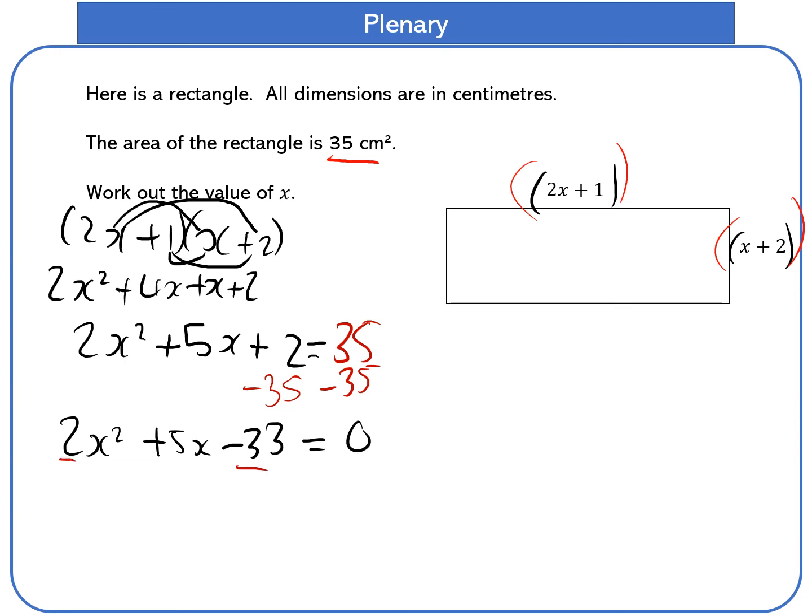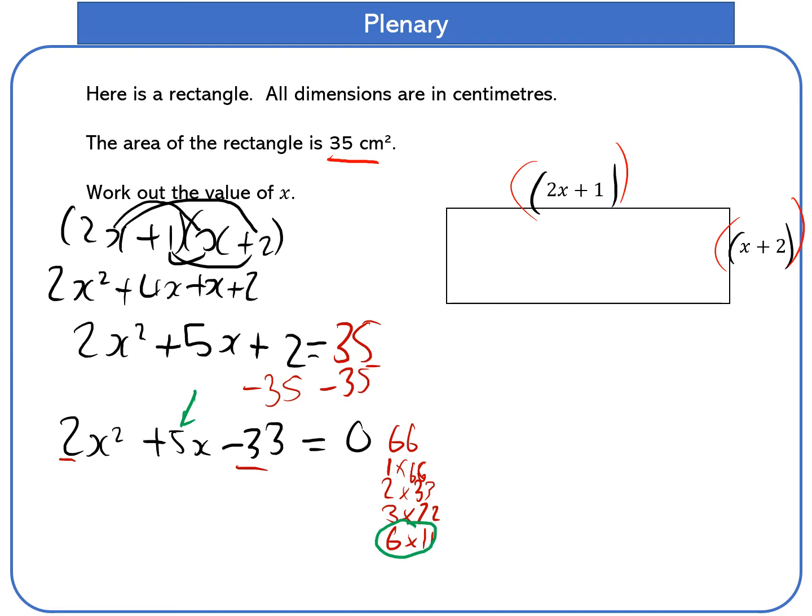2 times 33 is 66. So I've got 1 and 66, 2 and 33, 3 times 22. 4 no, 5 no, 6 times 11. 7 no, 8 no, 9 no, 10 no, we're back to 11. So what can I give it to make 5? I think that'll be the 6 and the 11. Okay, and we do our check.